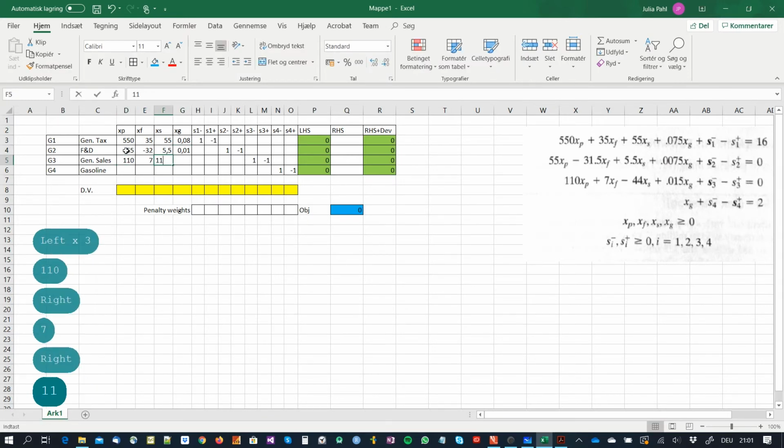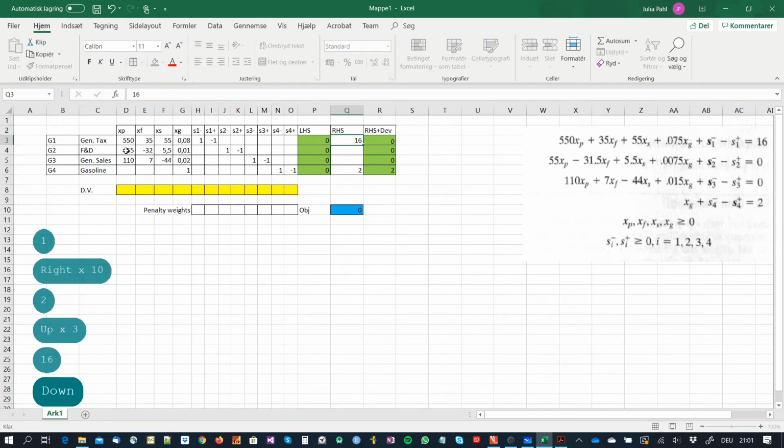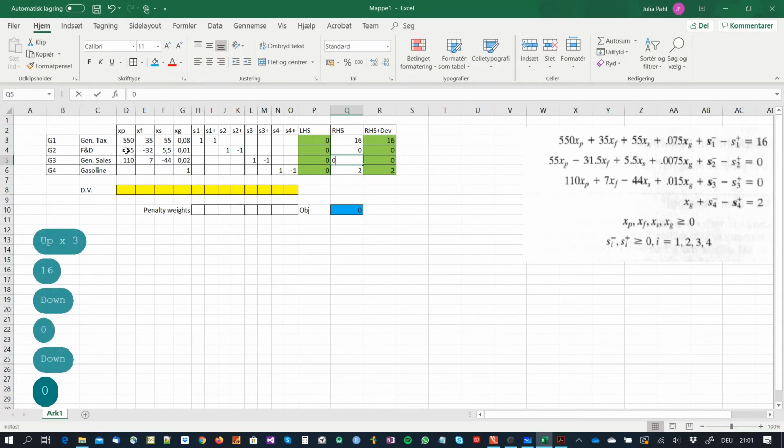110, 7, 11, minus 44, sorry, 0.015. And the gasoline is now a 1. And I didn't type the right-hand side, so this was 2 cents, this was 16 million, and the other two are 0. Okay, so now we are set for these.